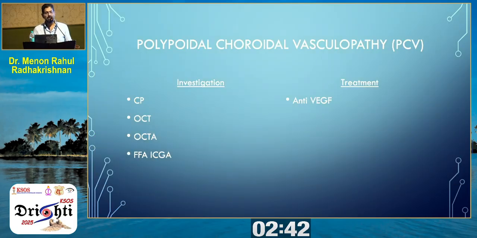So the investigation required is a color fundus picture. You can do an OCTA where you can see the network in most of the cases, that is a branching vascular network and a small amount of polyp in some. If you do a manual segmentation, FFA ICG still remains the gold standard for PCV. The treatment is anti-VEGFs, and usually in such cases normal ranibizumab will not do well. You will have to go for the higher anti-VEGFs such as brolucizumab, aflibercept, or faricimab.